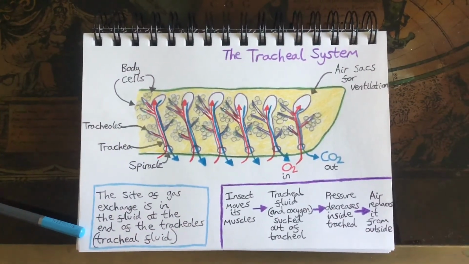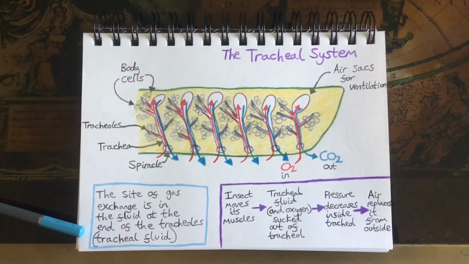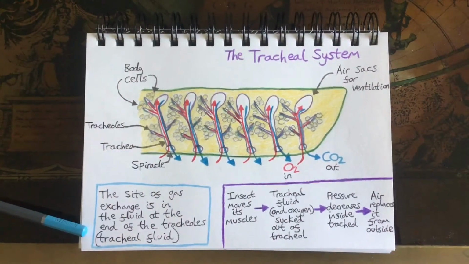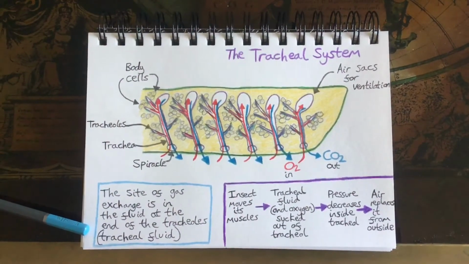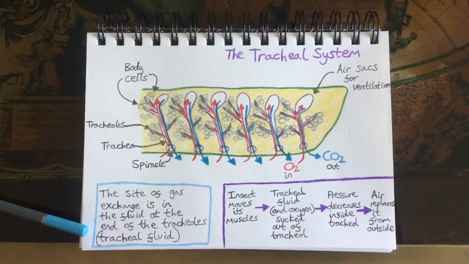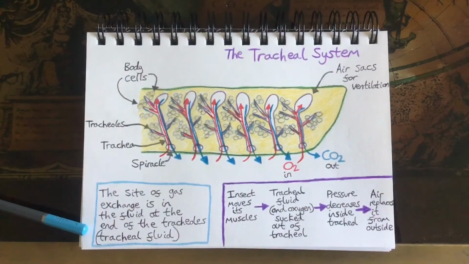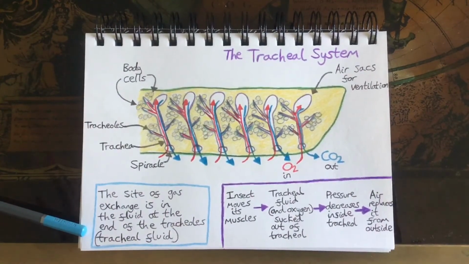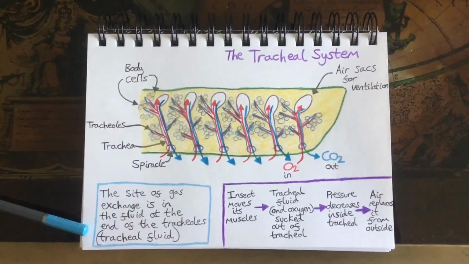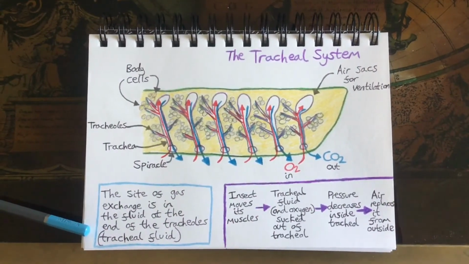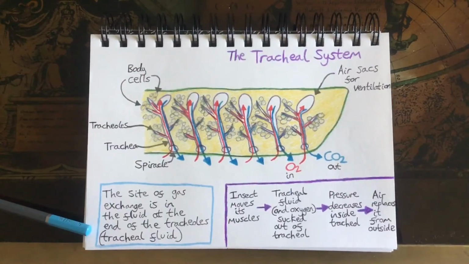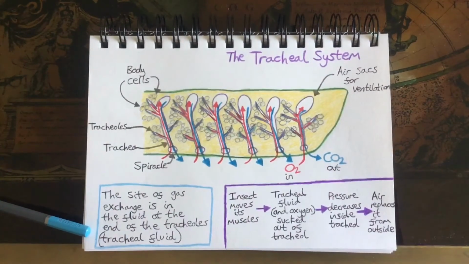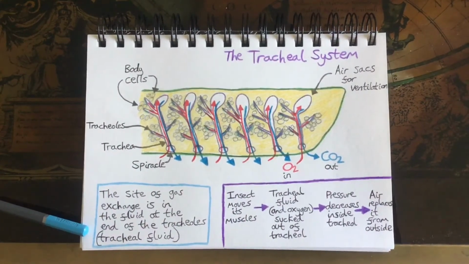So the trachea and the tracheoles work as a team to guide the oxygen into all the parts of the insect on the inside so that they reach all of the body cells, and it also means that all of the body cells can give their CO2 back to the tracheoles and the trachea to be released out of the insect via the spiracles. Okay.